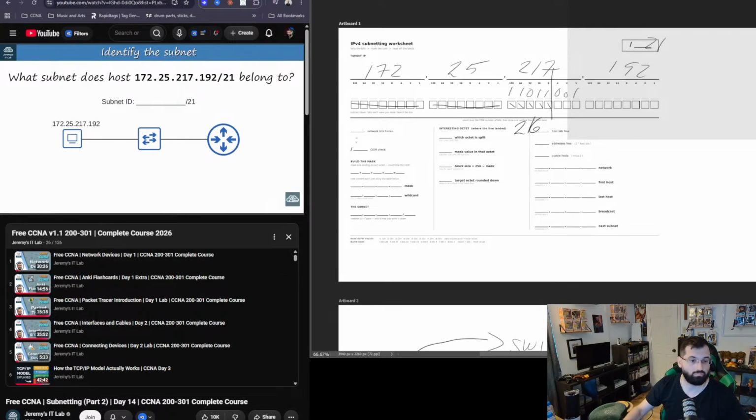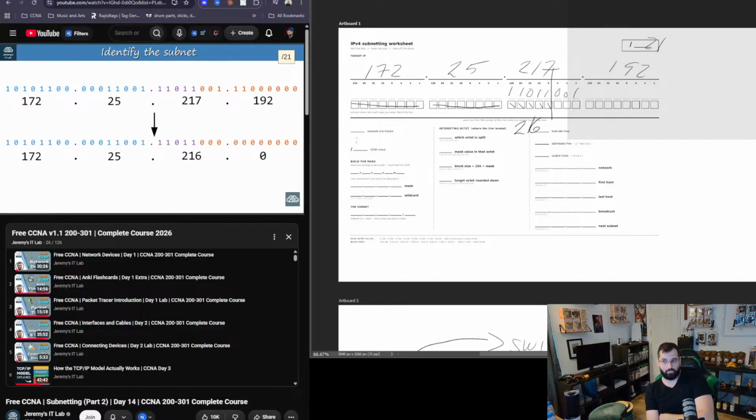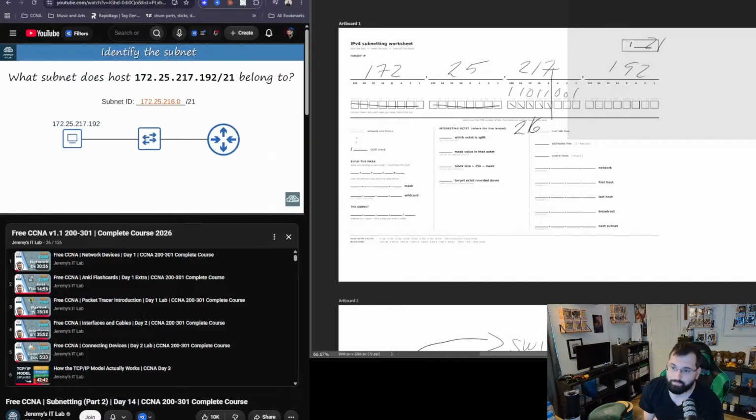Okay, let's check the answer. Here's the address written in binary. As usual, the red bits are the host bits, and the purple bits are the borrowed bits, which are now part of the network portion. Change the host bits all to 0, convert it back to dotted decimal, and you get 172.25.216.0. Yeah, that's what I got. So, there's the answer to the question.